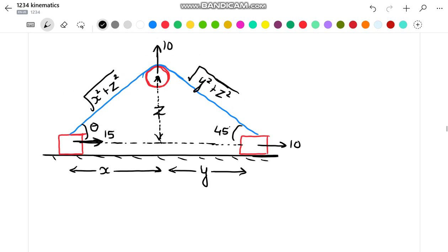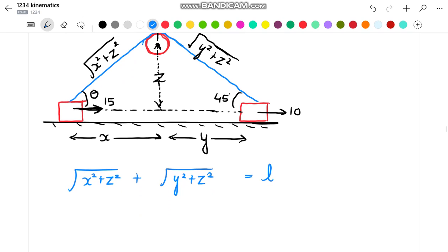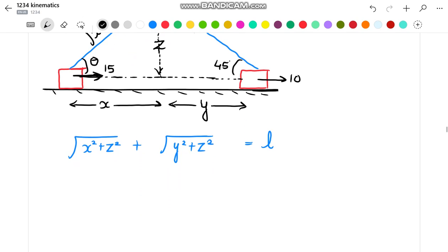Now for this problem, the total length of the string can be written as L, which will be equal to the sum of both the portions, that is root of x square plus z square and root of y square plus z square, which is equal to L. Now differentiating the given expression with respect to time, I can write 1 upon 2 under root of x square plus z square, times 2x dx by dt plus 2z dz by dt.